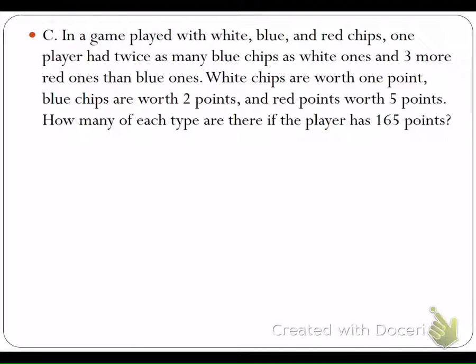Okay, in a game played with white, blue, and red chips, one player had twice as many blue chips as white chips and 3 more red ones than blue ones. White chips are worth 1 point, blue chips are worth 2 points, and red chips are worth 3 points. How many of each are there if the player has 165 points? You know what I mean. Just read it. Okay, so we're talking about 3 things.